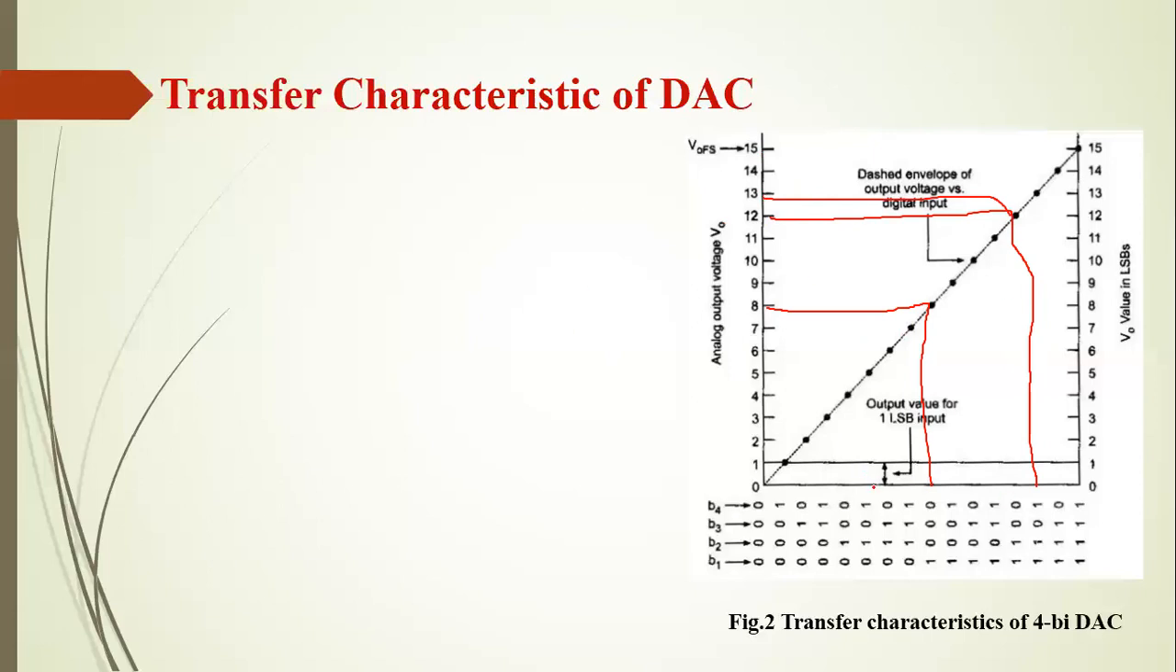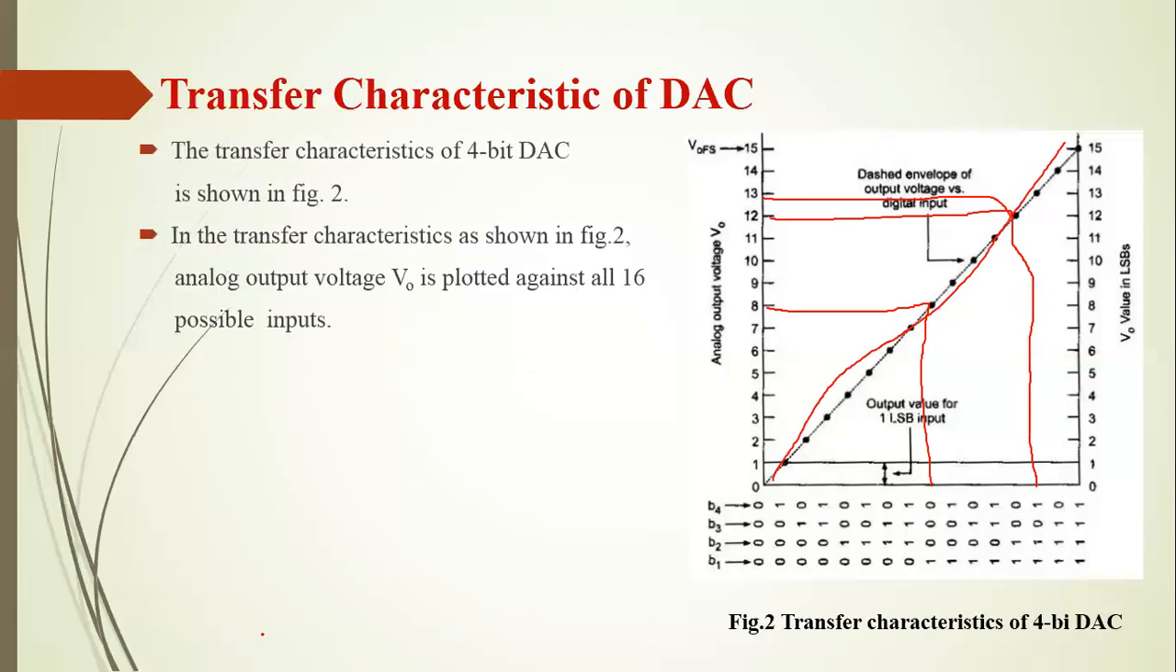Like this, if you plot the input and output voltage levels, the transfer characteristics of the D2A converter will be linear. This is an ideal characteristic. Practically, because of the practical voltage levels, the graph might be a stair-step waveform.